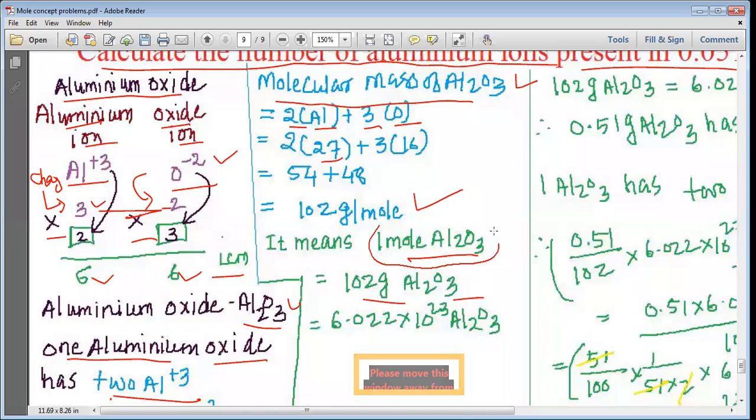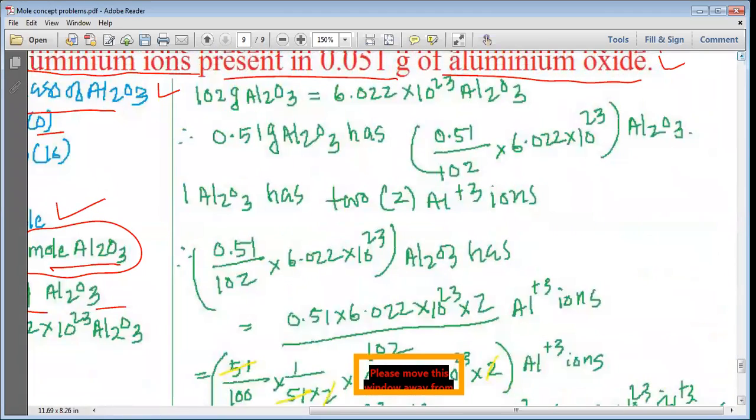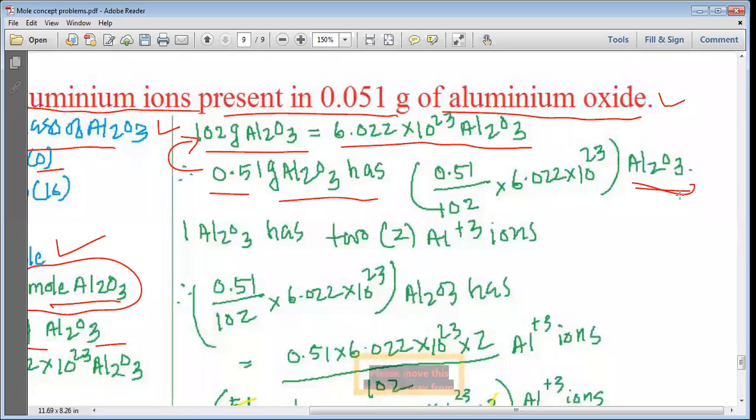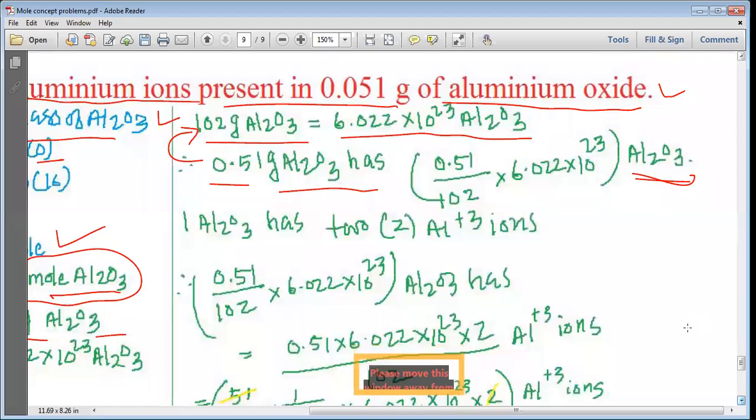But we are well aware that 1 mole is equal to 6.022 into 10 to the power 23. Therefore, 1 mole of Al2O3 is equal to 6.022 into 10 to the power 23 Al2O3 units. This is very easy for us to understand, my dear students. Now let's move forward and calculate the rest. 102 gram of Al2O3 is equal to 6.022 into 10 to the power 23 Al2O3. Therefore, 0.51 gram of Al2O3 is equal to 0.51 divided by 102 multiplied by 6.022 into 10 to the power 23 Al2O3. We do not simplify this, my dear students, and we move forward.